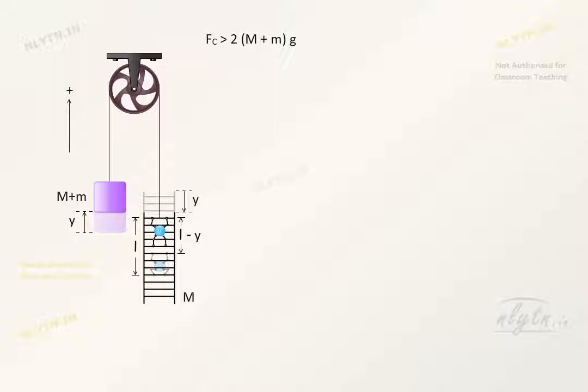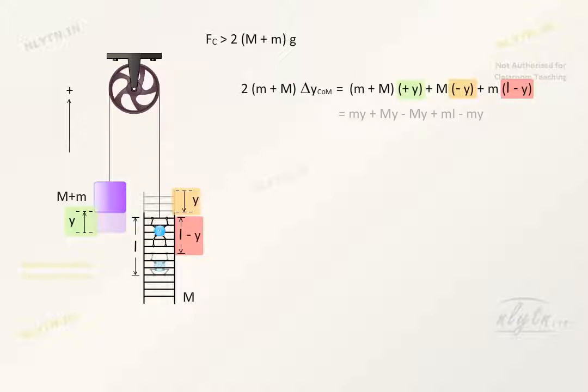and using the equation of center of mass, we can say that the total mass of the system into the displacement of center of mass should be equal to the sum of these terms. Solving this equation, we get the displacement of the center of mass of the system.